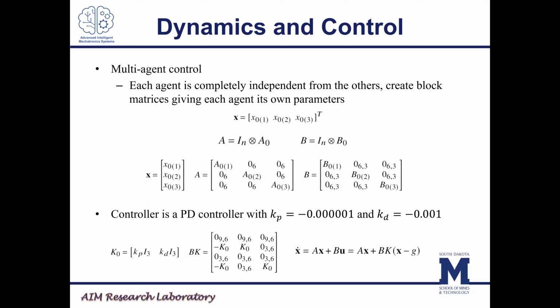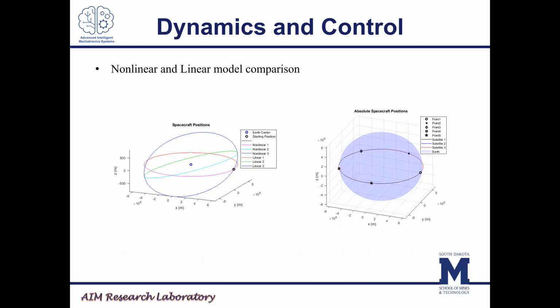And then we define this BK matrix as basically just translating the PD controller into state space. And then we've got our X minus our goal. So that now we can define a goal position that we would like the satellites to go to relative to one another. And then we can control them to get there. But first, let's talk about the nonlinear model and the linear model. The nonlinear model being just orbital dynamics in general, just to compare the two and make sure that they agree.